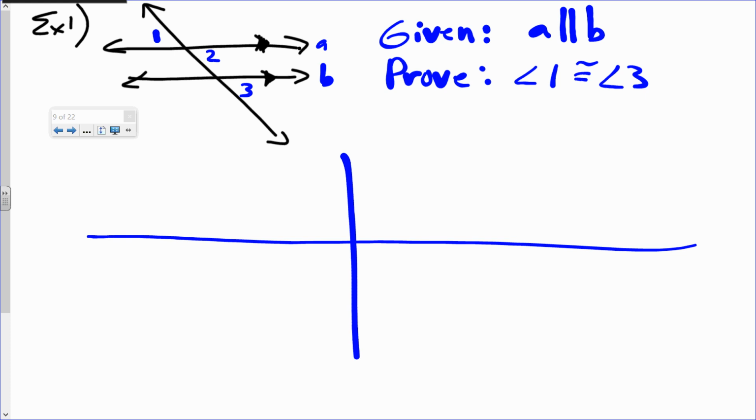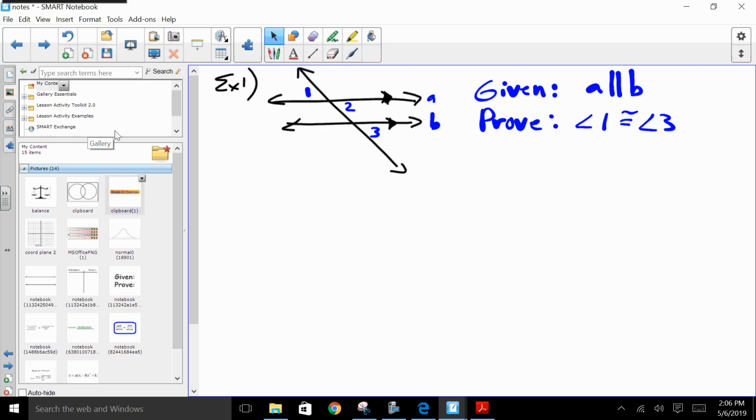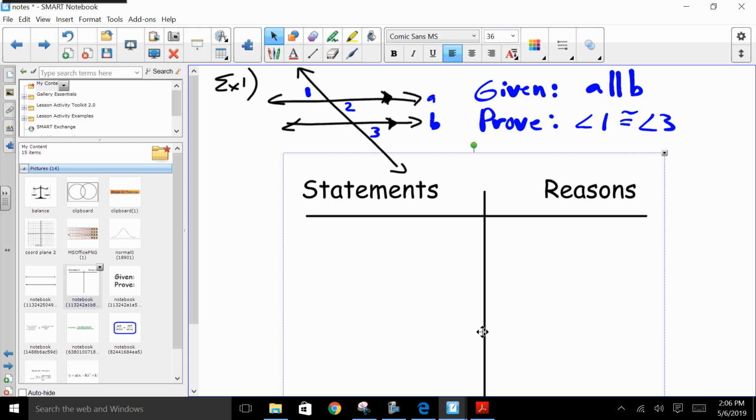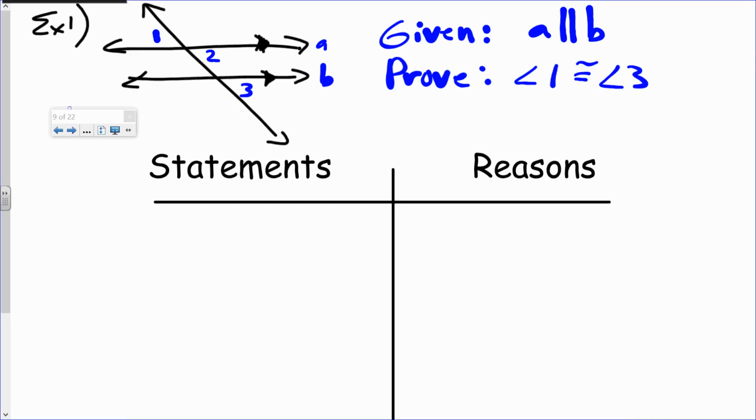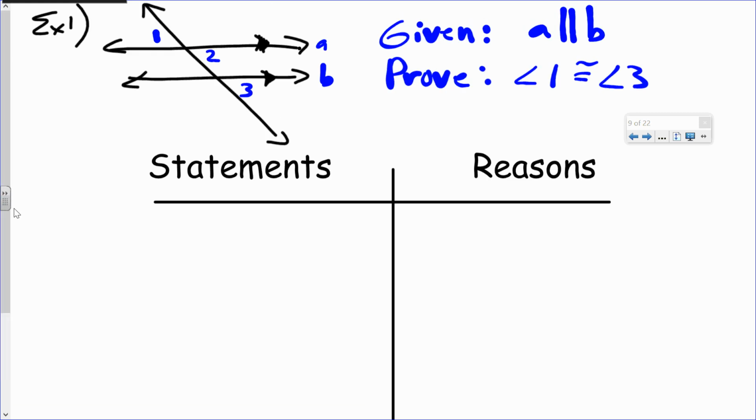Make statements and reasons. Actually, I already have my statements and reasons gizmo here. I'm only doing this example, so give me statements and reasons. Have your law book ready, because I'm about to give extra stamps for those who help me fill in the blanks. I'm not going to give an extra stamp for the first line, because you always start off with your given. In this case, line A is parallel to line B. That's given.